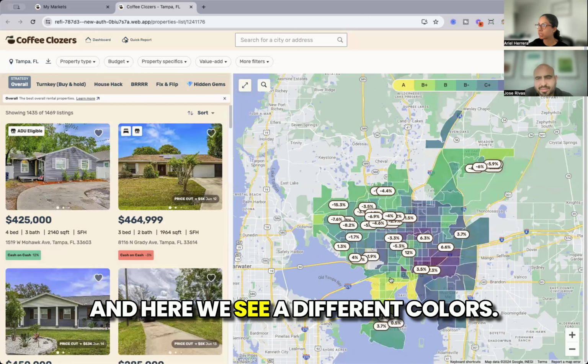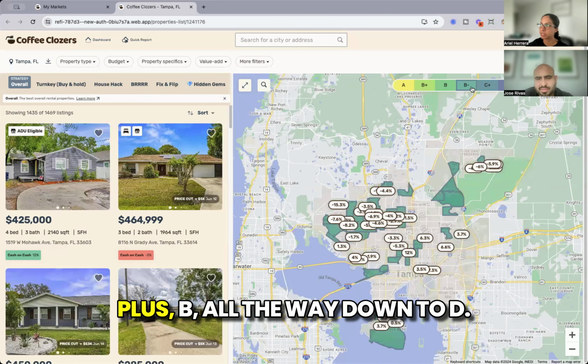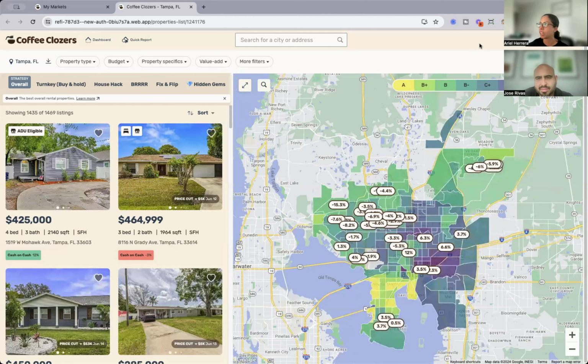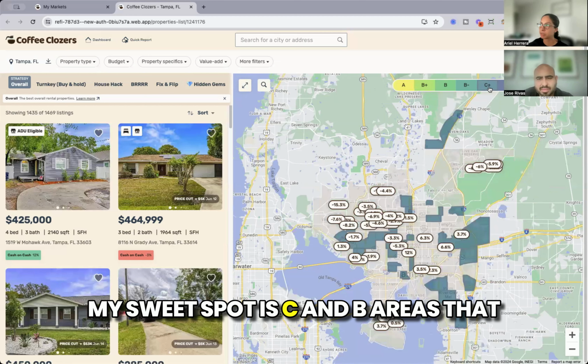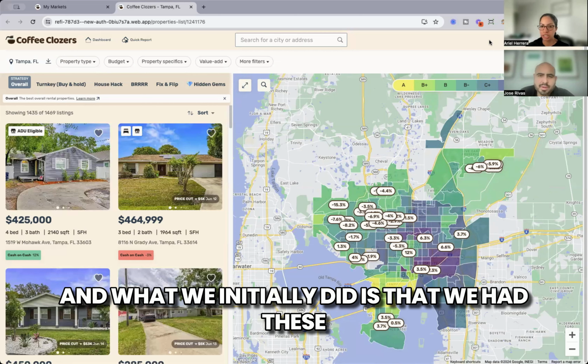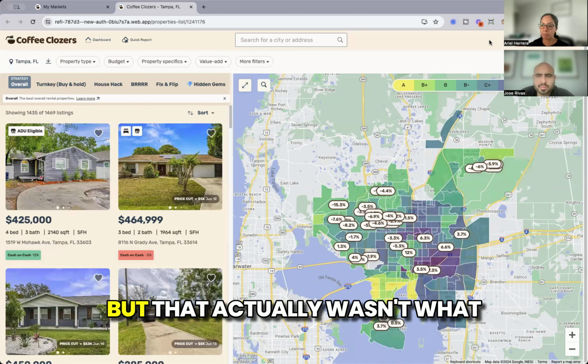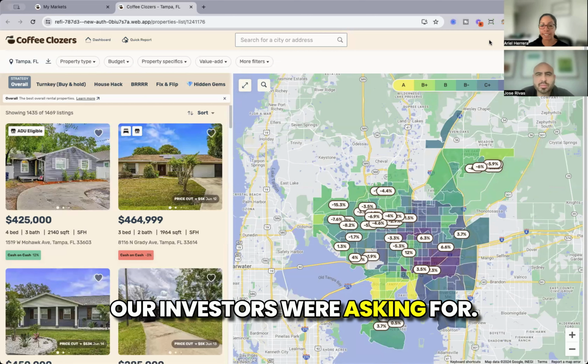And here we see different colors. So we've defined the neighborhood grades from A, B plus, B, all the way down to D. My sweet spot is C plus and B minus, areas that have the potential to become a B, B plus. And what we initially did is that we had these gentrification heat maps to show you the fastest growing areas, but that actually wasn't what our investors were asking for.